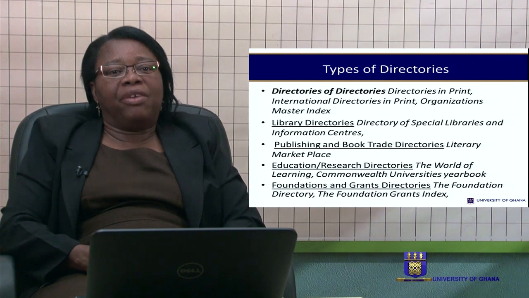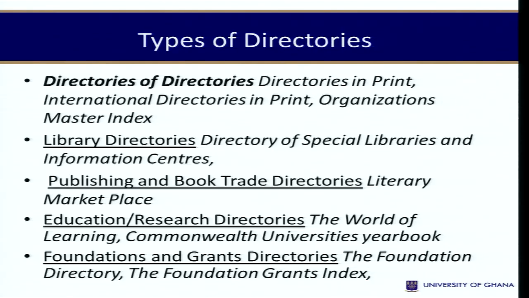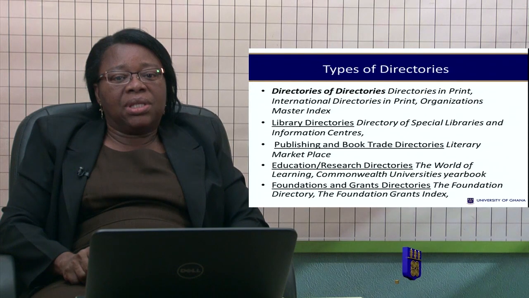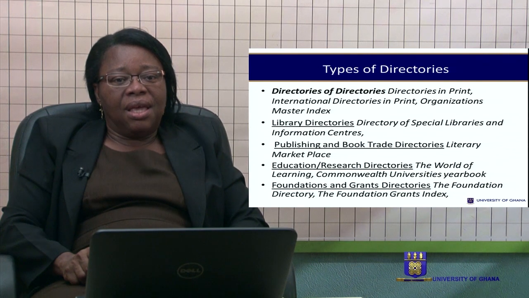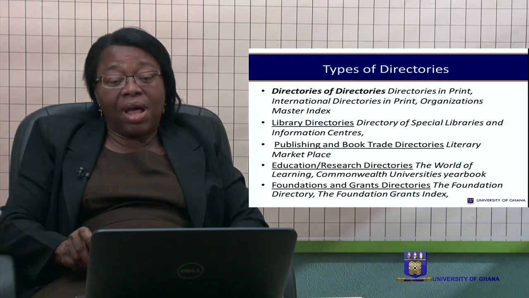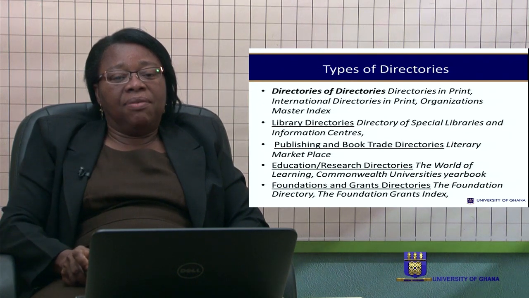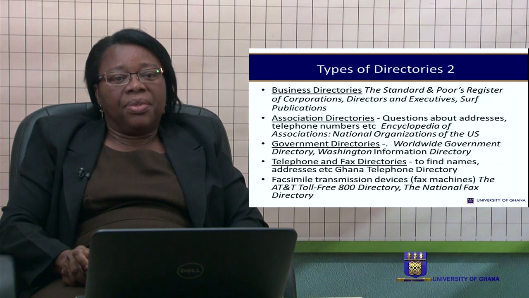So let's look at the types of directories available. We have the directories of directories. We have the library directories, the publishing directories, education directories. And when we come to the education directories, it is one of the directories that you would have to examine physically. We also have foundation directories and grants directories, especially if you want to pursue further studies and you want to find out about scholarships or grants available. This is the directory for you, foundations and grants directories. Other directories are listed.